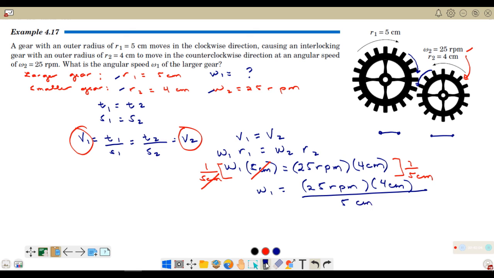So, pasimplihin muna natin siya. What will happen to the unit centimeters? It will be canceled out. So, centimeter, centimeter, 1 na lang siya. You will be left with the unit RPM.